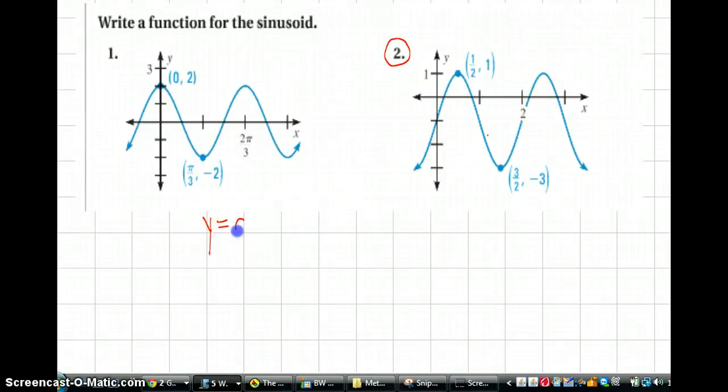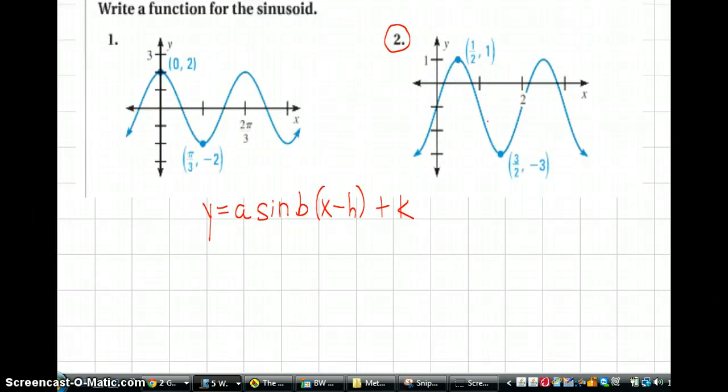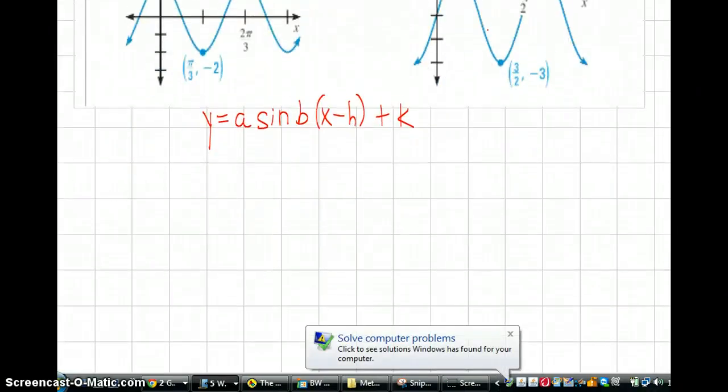Let's begin now to find those constants in our equation. And as we mentioned, there will be no horizontal shift h. We should expect that to be 0. Let's first talk about the amplitude.